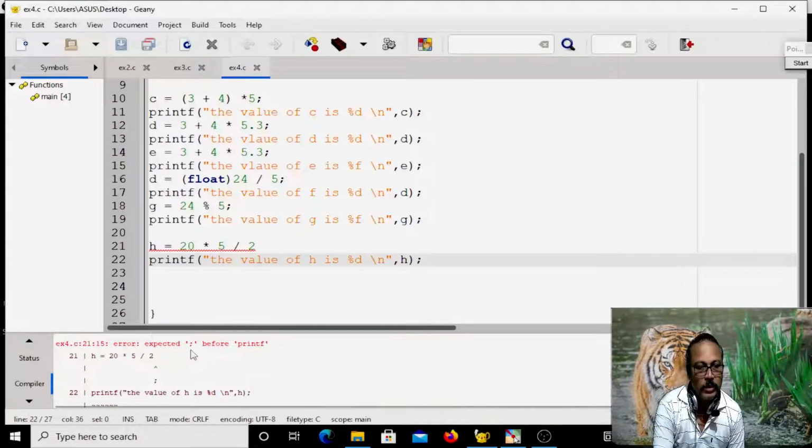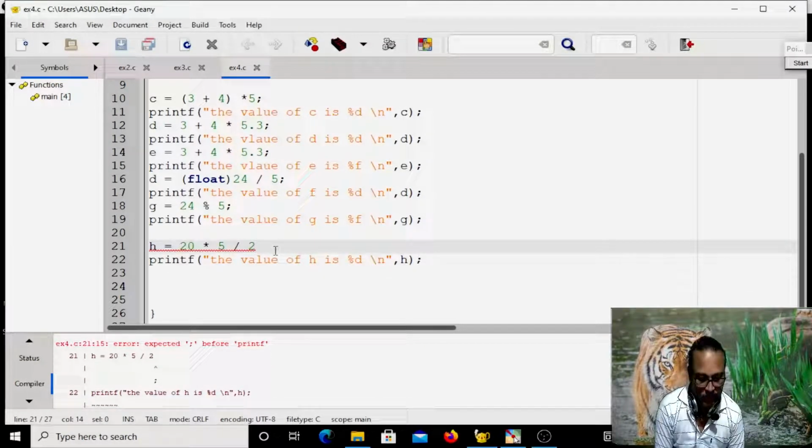Expected semicolon. Exactly, it is precisely saying, okay, and here there should be a semicolon that is missing.